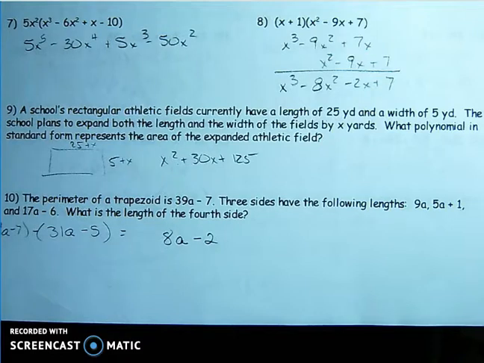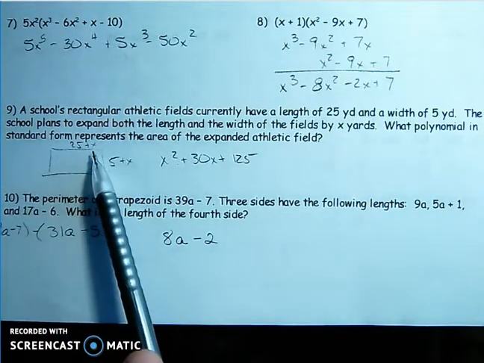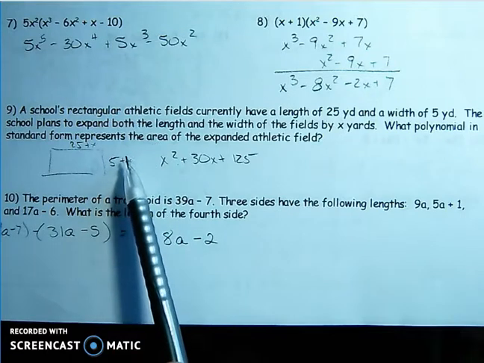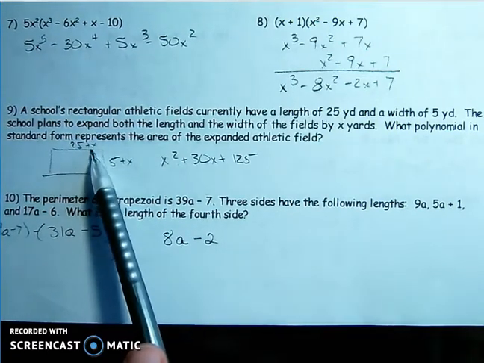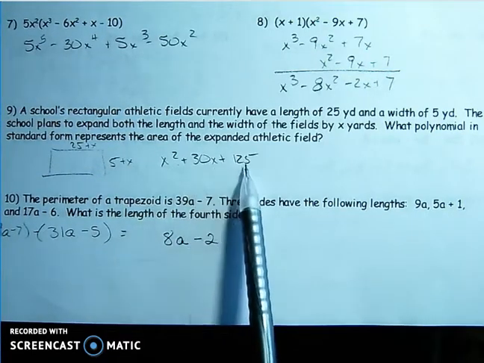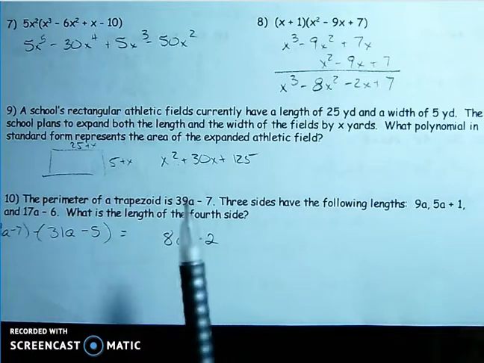So we have a 25 by 5 rectangle. We're going to add x to each side. Area is length times width, so all I would do is multiply these two. So 25 plus x times 5 plus x would give me x squared plus 30x plus 125 as its area.